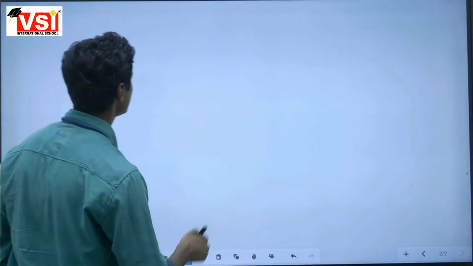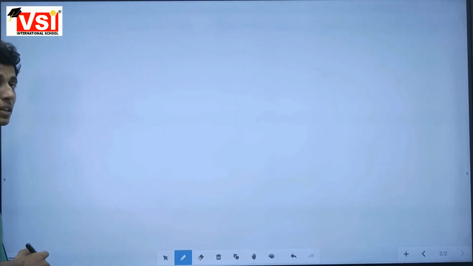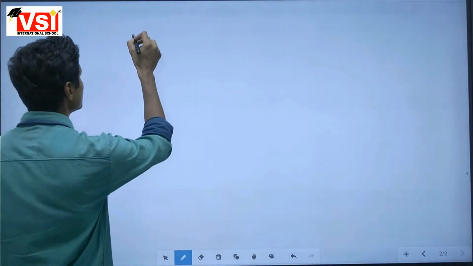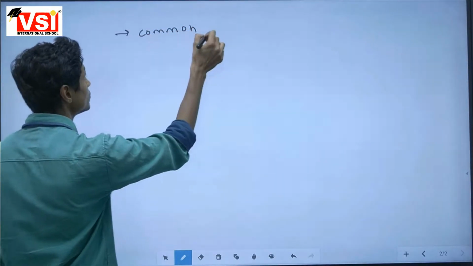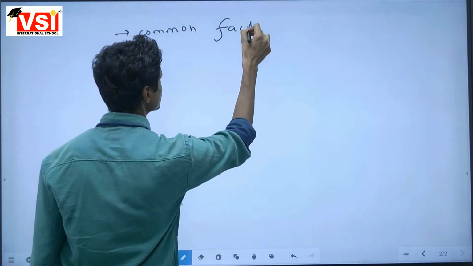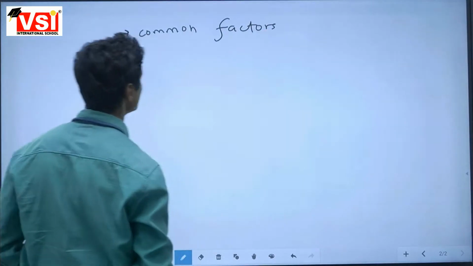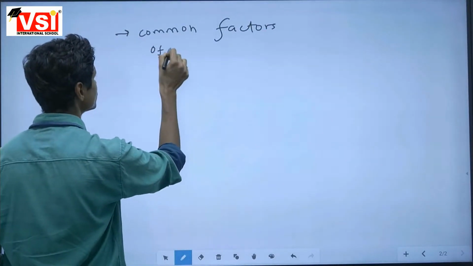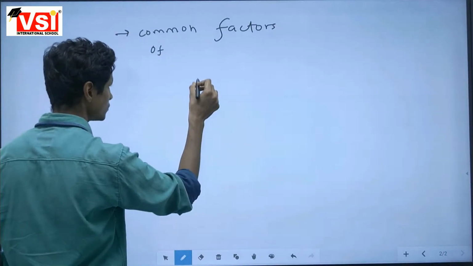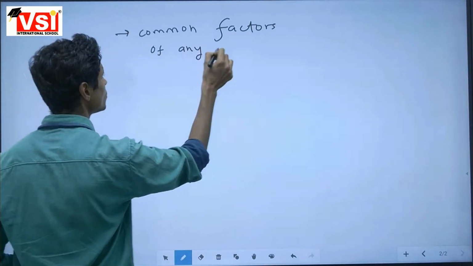So finally, we have understood how to find factors and multiples of any number. Then comes the topic of common factors and common multiples. Common factors first of all, and then we will study the common multiples concept. So common factors of any group of numbers.